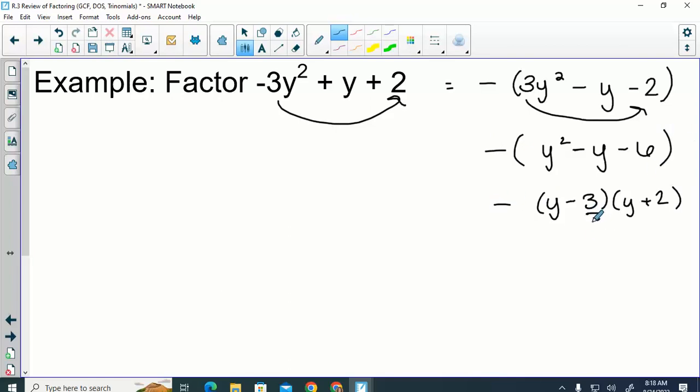Now I need to divide these things by a positive 3. So I have a negative out in front, y minus 1, 3y plus 2. And now it works. So if the first term, the quadratic term, is negative, pull out that negative as a GCF and then do slip and slide from there. You guys ready to try a few?